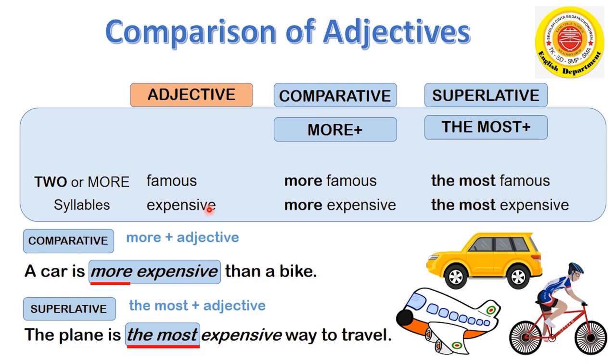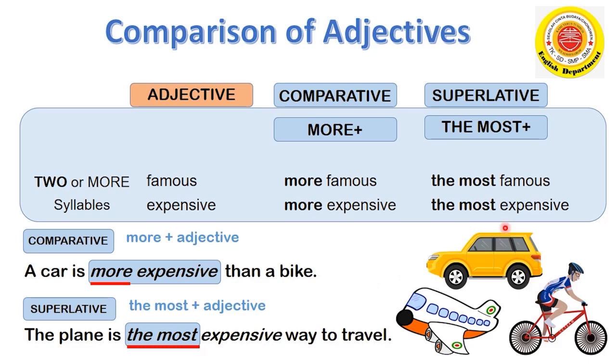So we can say, because expensive consists of three syllables, expensive, three syllables, we just need to add more for the comparative. So the sentence more plus adjective, a sentence become a car is more expensive than a bike. Mobil lebih mahal dari sepeda.